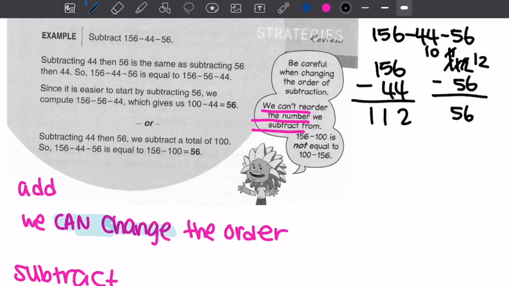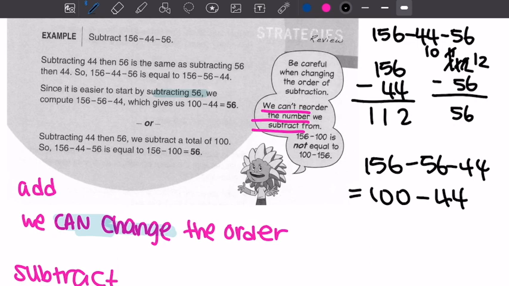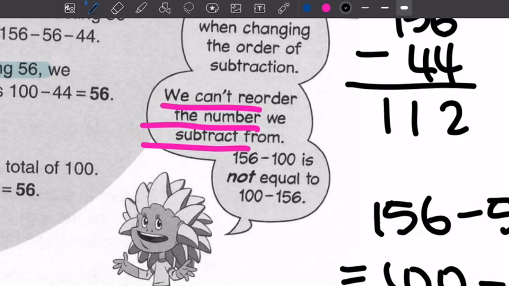However, since it is easier to start by subtracting 56, we can do 156 minus 56 minus 44. And that gives us 100 minus 44. Now you guys might be asking, wait, I thought we cannot reorder the number from subtraction. However, if you look at this closely, it says we can't reorder the number we subtract from.